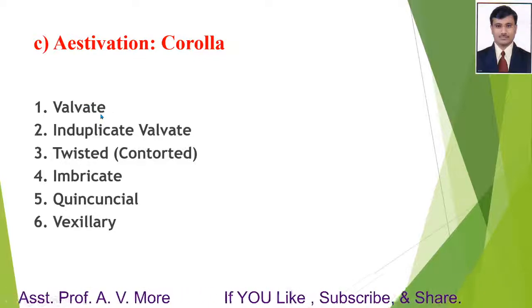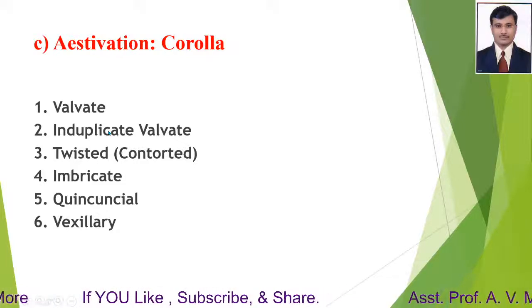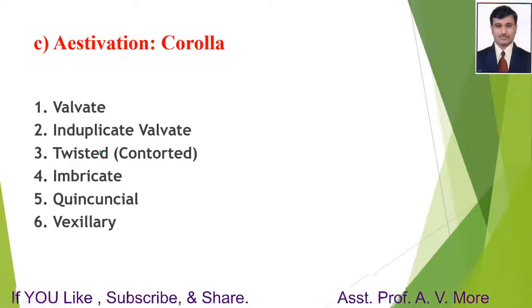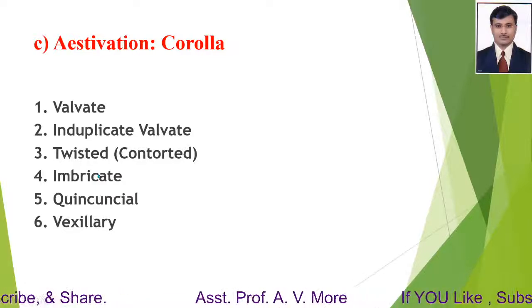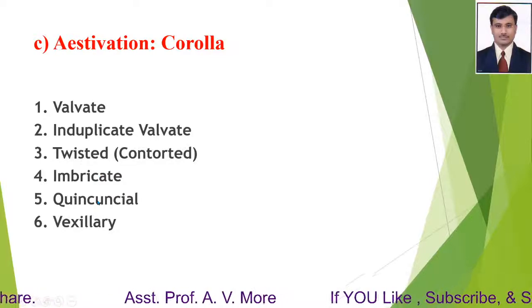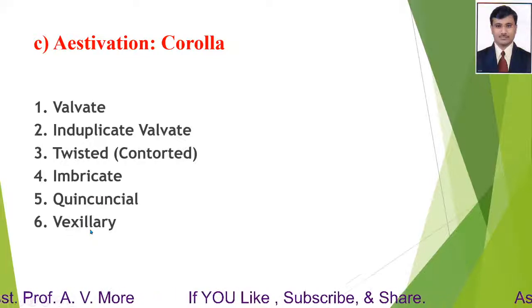First one is valvate. Second one is induplicate valvate. Third one is twisted aestivation. Fourth one is imbricate aestivation. Fifth, quincuncial aestivation. And sixth one, vexillary aestivation.